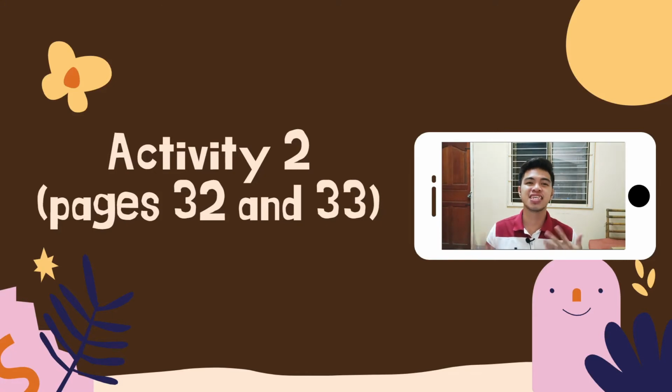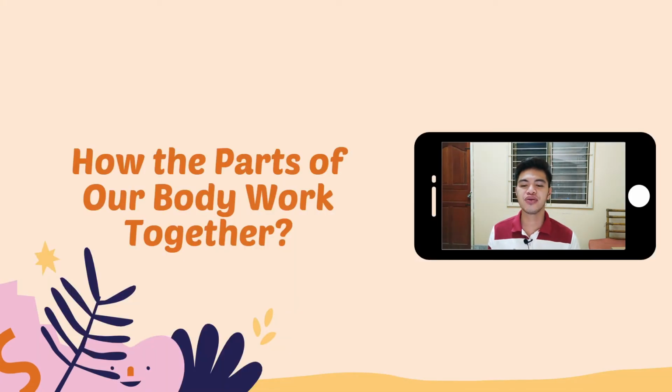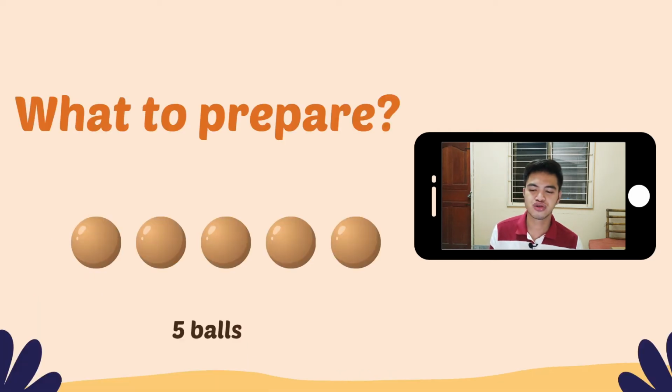So this is the activity that we are going to do on ourselves. I want you to open your book to page 32 and 33. For this activity, you have to prepare the following things. This activity is entitled How the Parts of Our Body Work Together. So these are the things that you have to prepare.